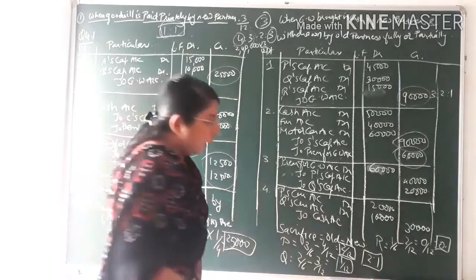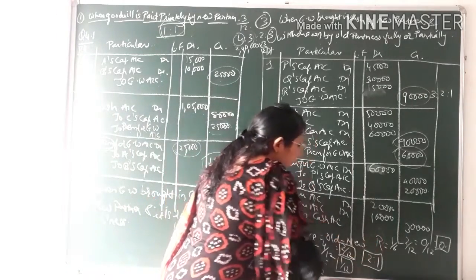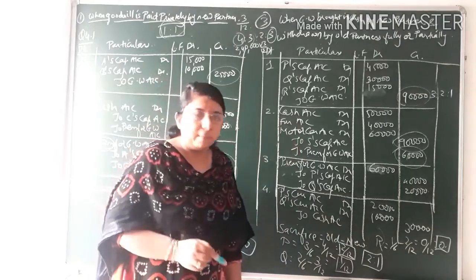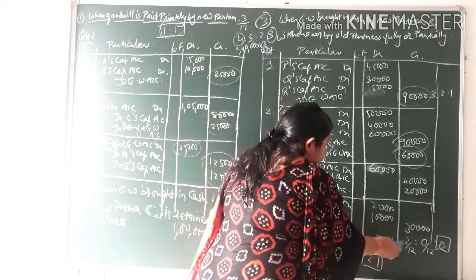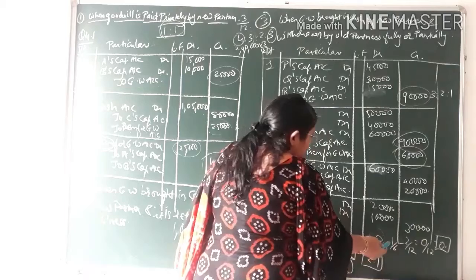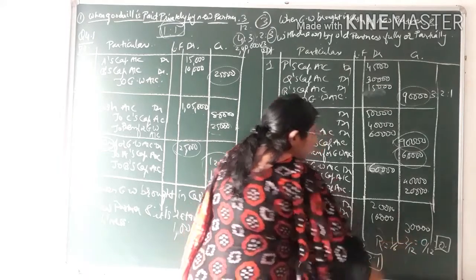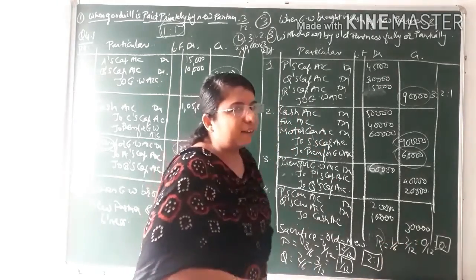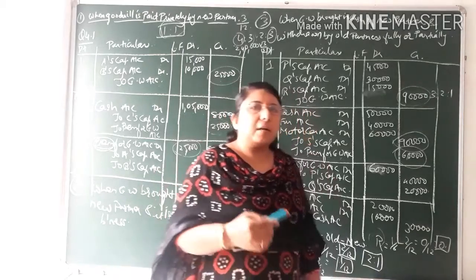Now the third old partner, that is R. In case of R, the old ratio is 1/6. So 1/6 minus the new ratio, that is 2/12. 1/6 minus 2/12 would come to 0/12. It means no sacrifice, no gain in case of partner R.